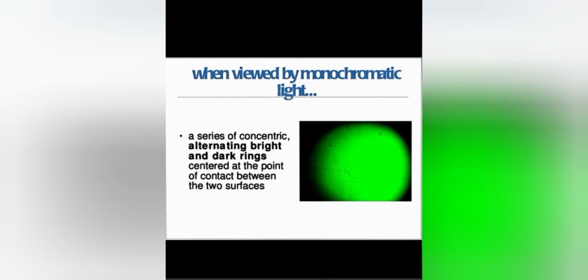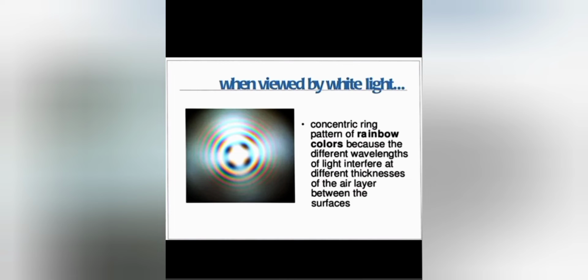Next, when viewed by monochromatic light, a series of concentric alternating bright and dark rings is seen, centered at the point of contact between the two surfaces. Next, when viewed by white light, a concentric ring pattern of rainbow colors is seen because the wavelengths of light interfere at different thicknesses of the air layer between these surfaces.